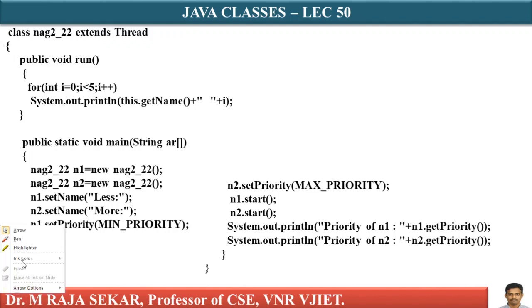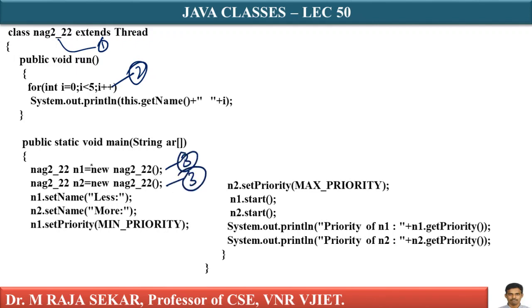Let me say, this is my class name, Nag2_22, extends Thread. Thread is my predefined class. Public void run. This is step number 1 in creation of a thread: declare a class that extends the Thread class and implement the run method. Then create the thread object.